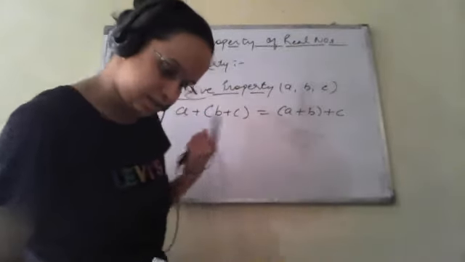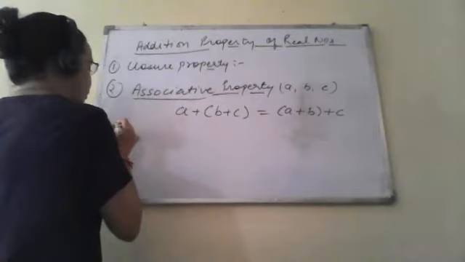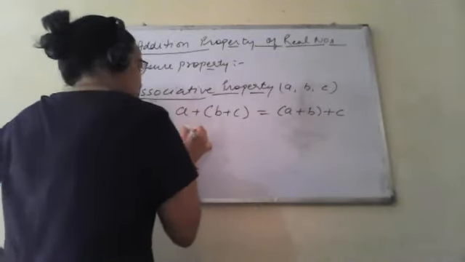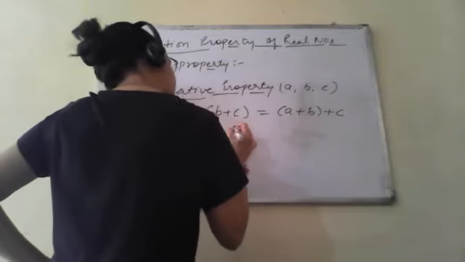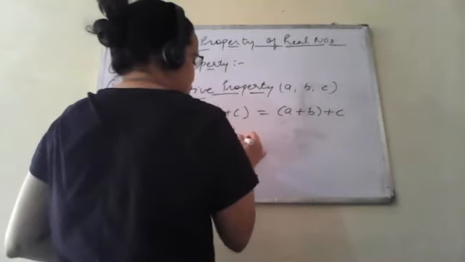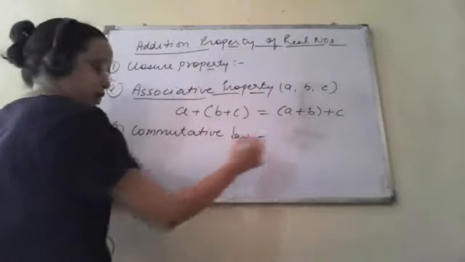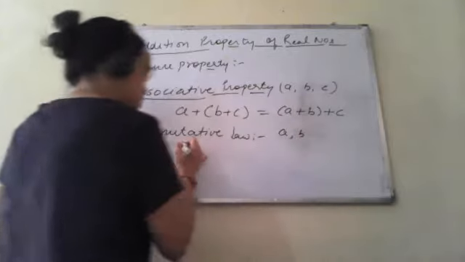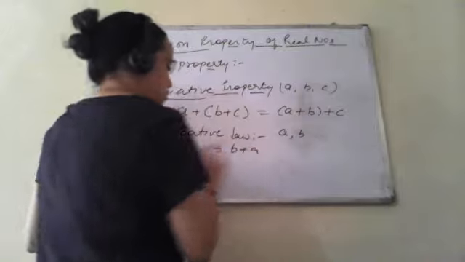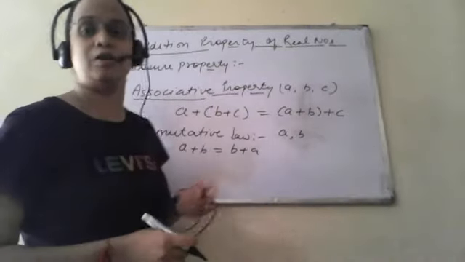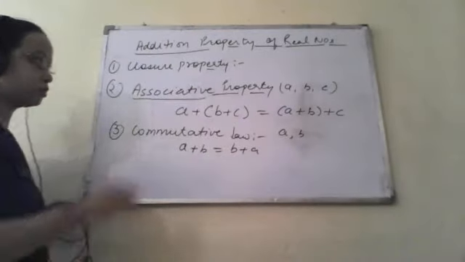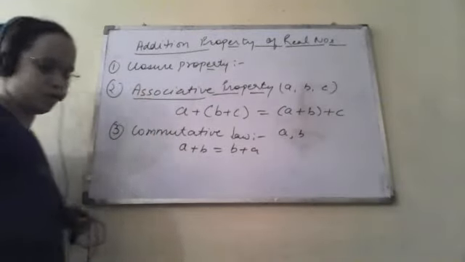Next is the commutative property, or commutative law. If A and B are two real numbers, then A plus B will be the same as B plus A. The sequence of addition will not affect the result. The resultant will be the same in both cases. So these were three properties: closure, associative, and commutative law.